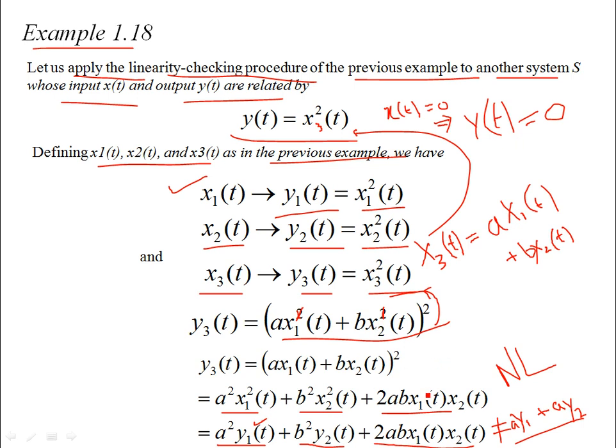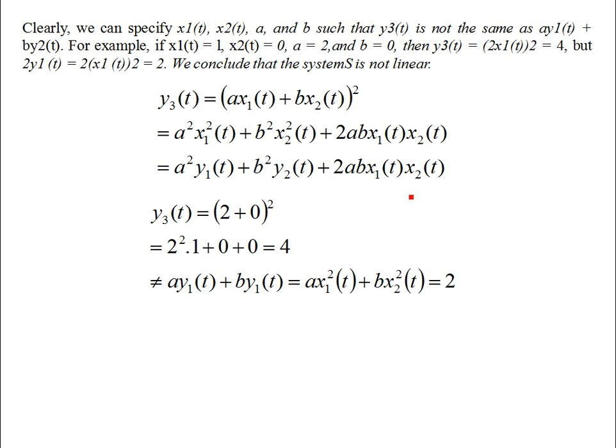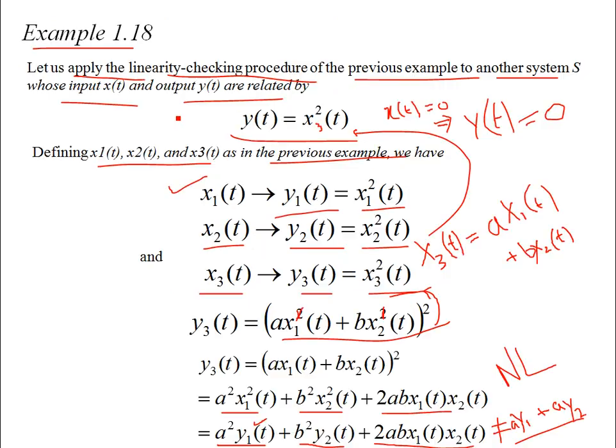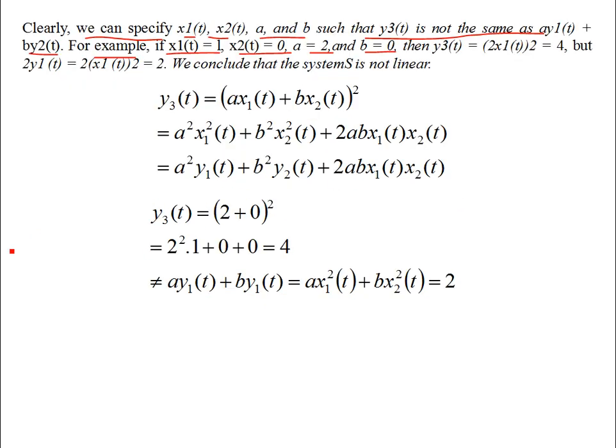Okay, to be a little particular about this, you can specify some inputs. For example, if x1, x2, a and b are such that y3(t) is not the same as ay1 and by2. For example, if x1 is set to 1, x2 is set to 0, a is 2 and b is 0, then what happens? So what I did is I just copied this statement over here. So this was my output.